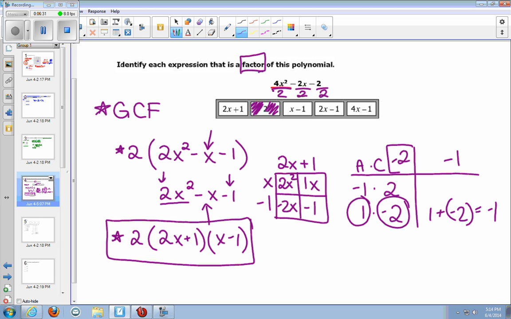So those are the other boxes I would want to make sure that I highlight here. So 2x plus 1 and x minus 1.